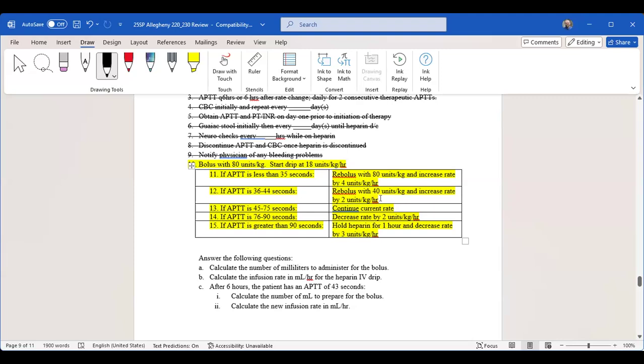Then you just follow the directions. So if it tells you to rebolus with 40, increase the rate by 2, continue the current rate, decrease the rate, don't do anything, decrease the rate. You just follow the protocol.